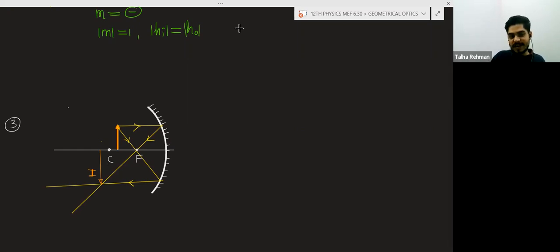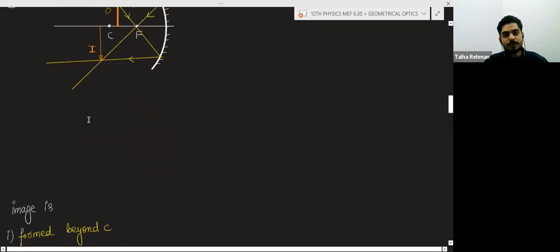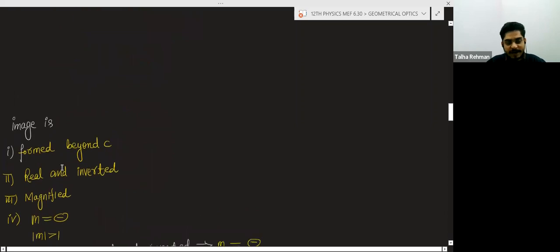Now you can see the size of the image is greater than the size of the object, and again you can say rays are actually meeting, so it will be real. And with real you can also say it is inverted. Real and inverted, forming beyond the center of curvature. Magnification we will see. So image is formed beyond center of curvature. It is real and inverted, and it is magnified.